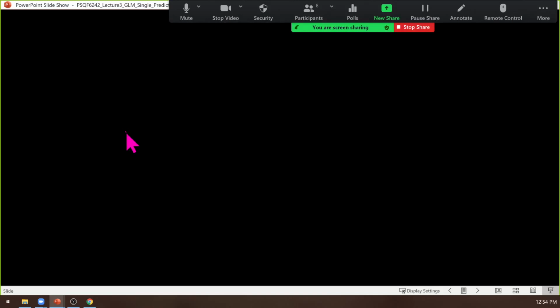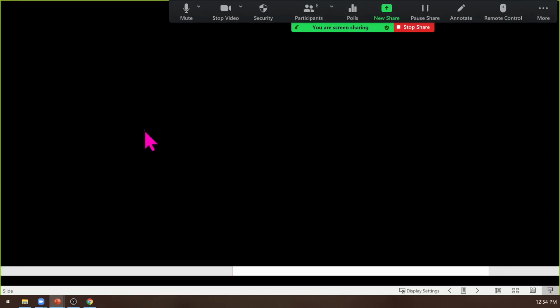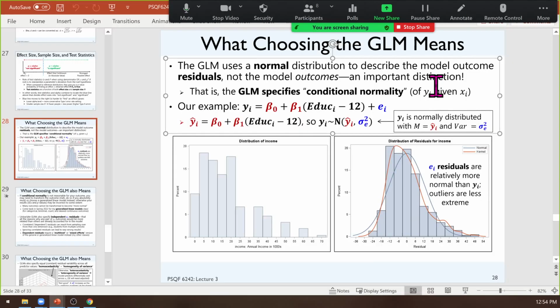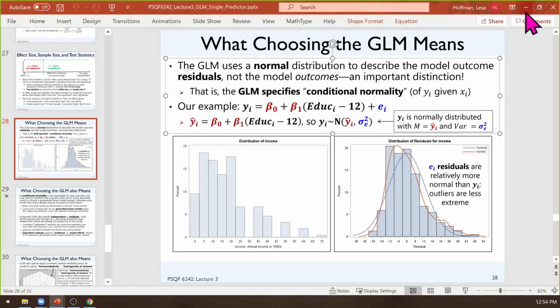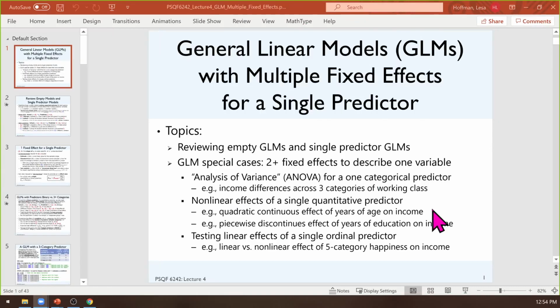All right, so we're done with this one then. So any questions before we start the next topic? More complex general linear models. No? We're ready for it? Ready enough? Okay. Lecture 4 then. On to some new stuff.